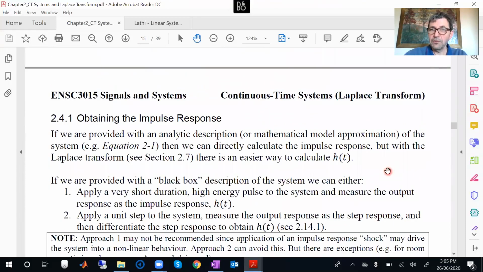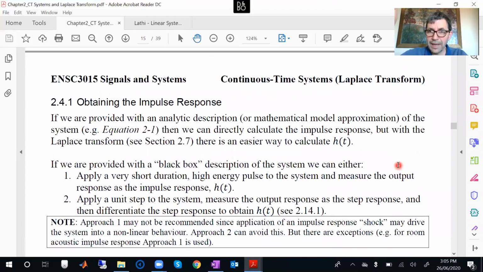Now, the question still remains to be asked. How do you obtain the impulse response? Well, you can use the hammer effect if it's a mechanical system, which means you apply a short duration of high energy. But sometimes that is difficult. If the energy is too high, you may destroy the system in the process of testing it. So you have to be careful.